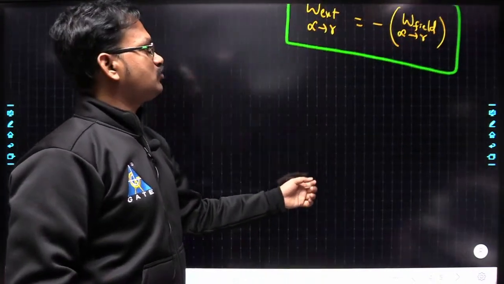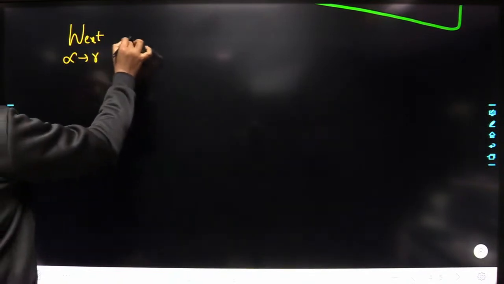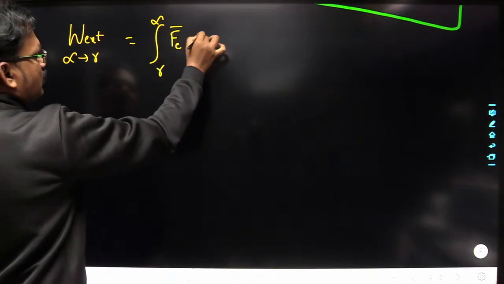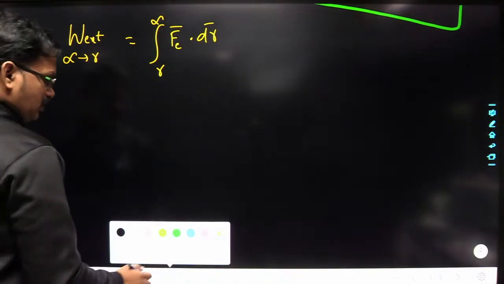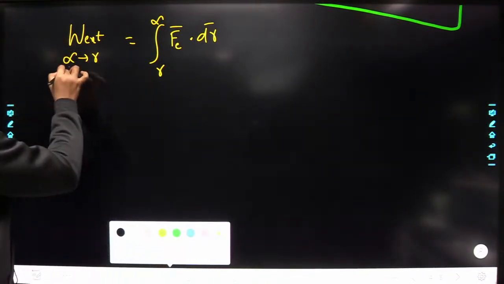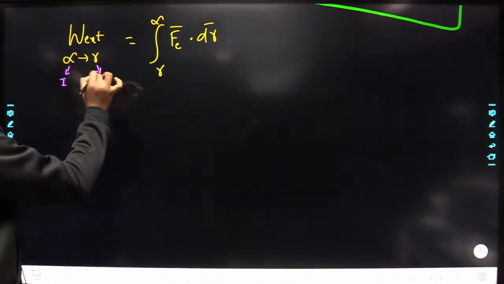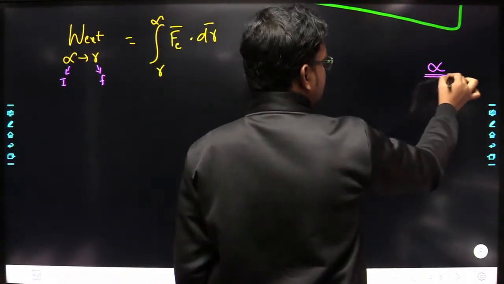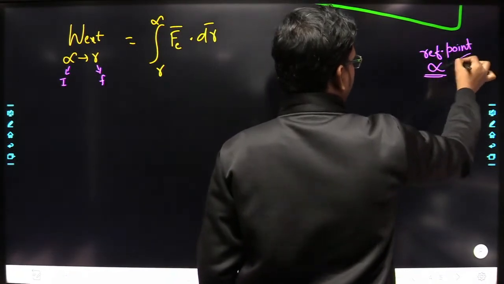From here onwards we try to determine the work done by the external agent. From infinity to r, what we got is integral r to infinity F electrical dot dr. Now this is the initial position we have considered as infinity, and the final position we have considered as r. So always we will consider infinity as our reference point here.